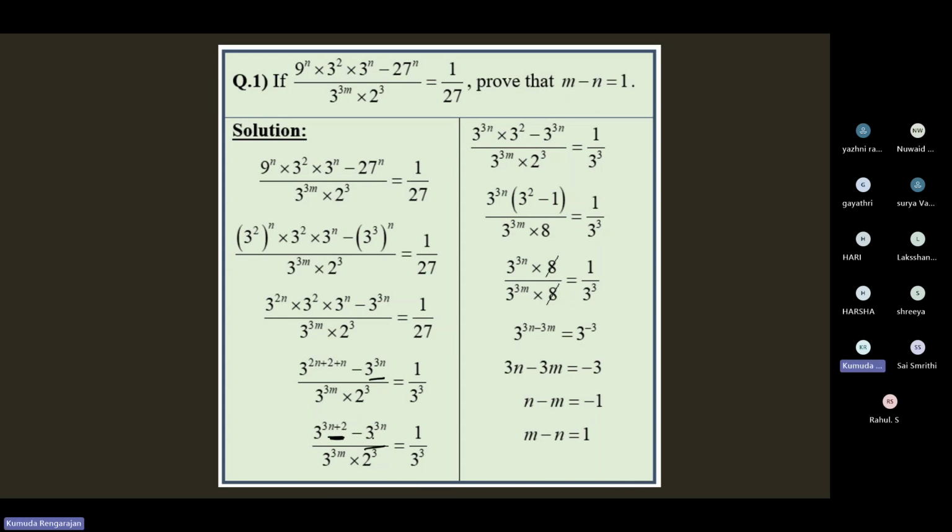The other terms as they are. The remaining terms as they look is equal to 1 by 3 cubed. I told you 27 is 3 cubed. You can change that at any point. You can do it here itself. Okay.